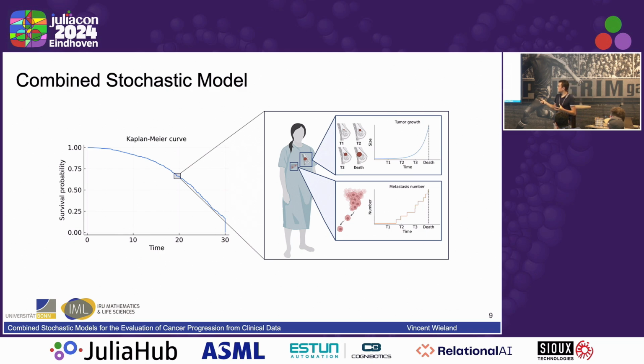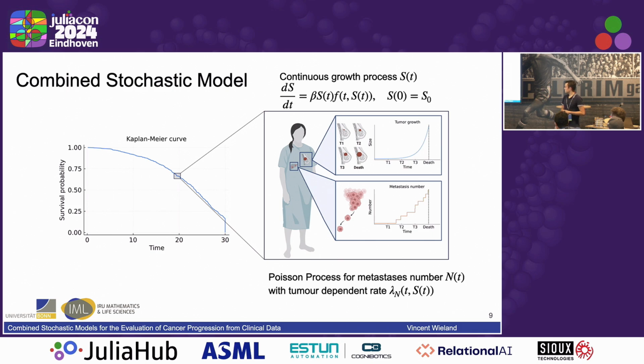So our picture from the beginning would then be fill up. Let's say we have a continuous growth process, we have a Poisson process for metastasis number and a Poisson process for the death. And then we were thinking, okay, now we can formulate this, we can simulate this, and then we want to leverage data.